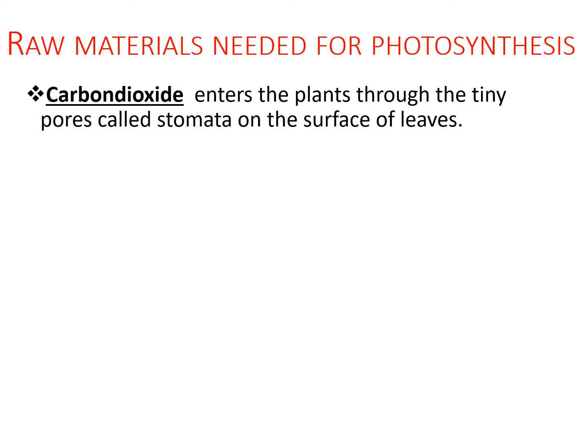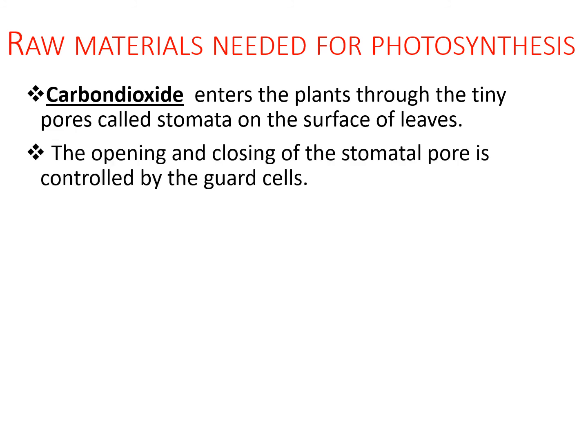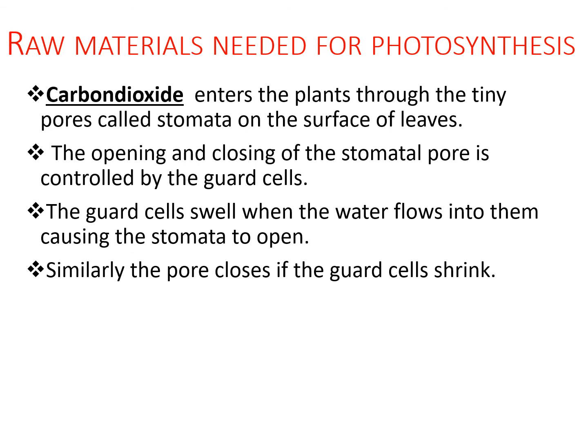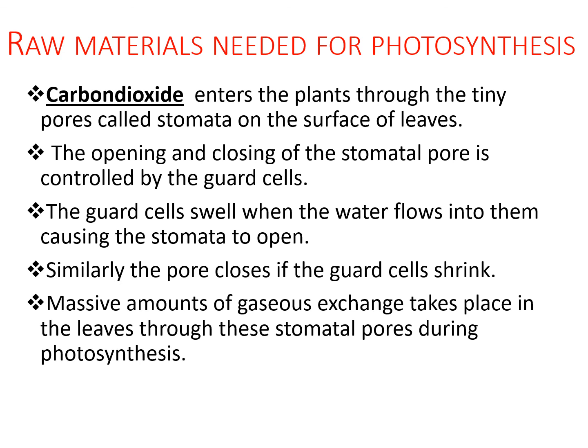Let us now learn more about the raw materials that are needed for photosynthesis and the essentiality of these. First, carbon dioxide. Carbon dioxide enters the plants through the tiny pores called stomata on the surface of leaves. The opening and closing of the stomatal pore is controlled by the guard cells. The guard cells swell when water flows into them, causing the stomata to open, and when the water flows out, the guard cells will shrink and the stomatal pore closes.